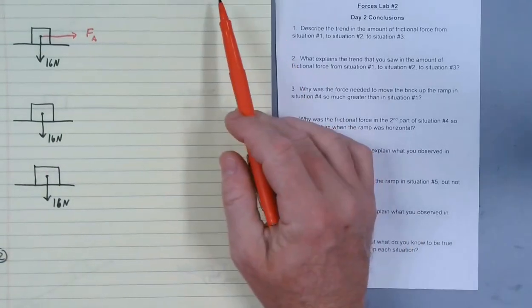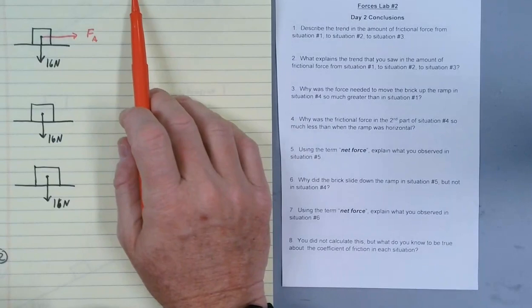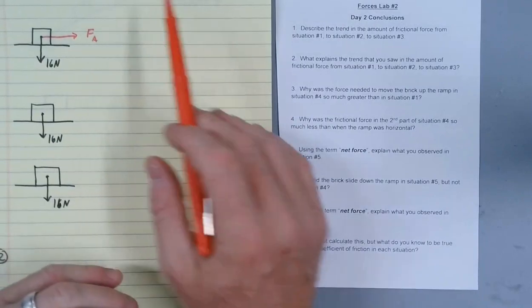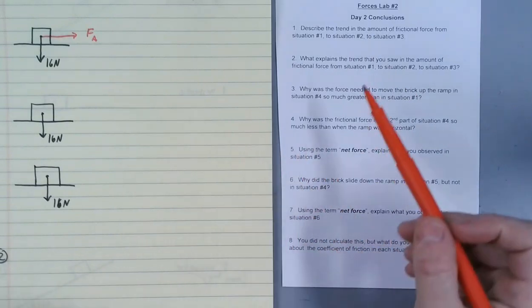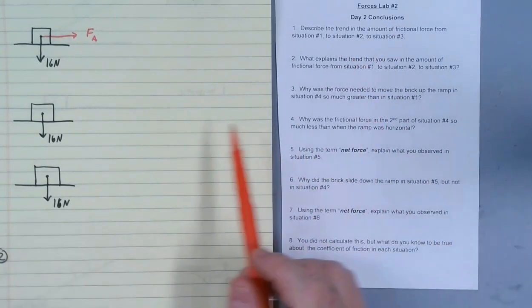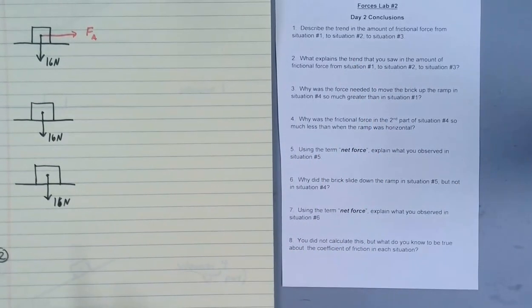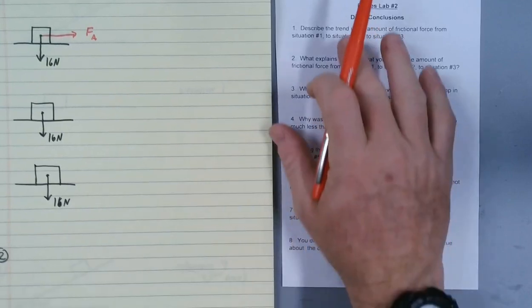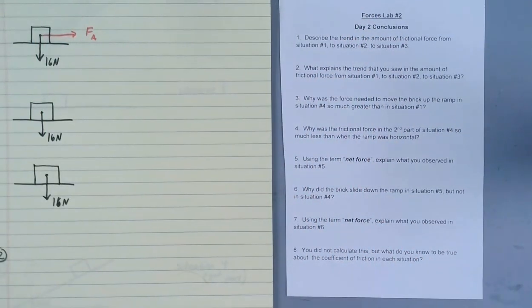So let's take a look at the conclusions from day 2 of our force lab number 2. In order to earn your done stamp for this activity, you must show me these conclusions done correctly, and you must show on your paper the correct free body diagrams for each one of the situations that we experimented with. Your free body diagrams might be close to being correct, but there's probably some things that you're missing. So, just to be clear, answer the conclusions and have correct free body diagrams to show me, and I will be looking.